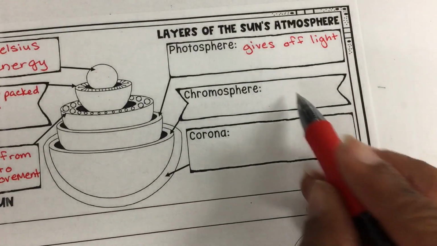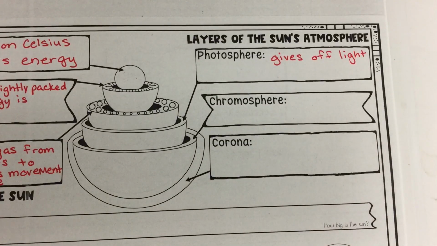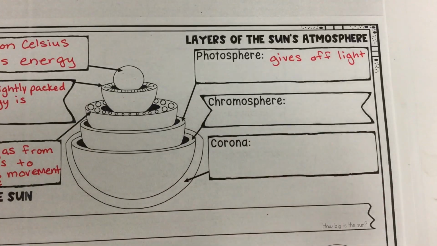In the middle of the atmosphere's layers, we have the chromosphere. When the moon goes in front of the sun, this is the part that you see. So basically, when there's a solar eclipse, there's this kind of ring around the sun. You're seeing the chromosphere.